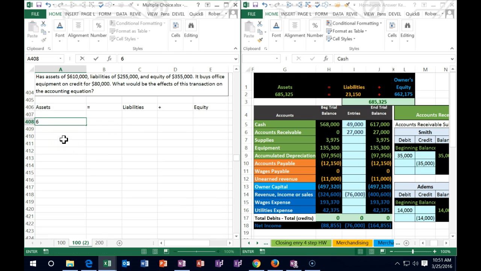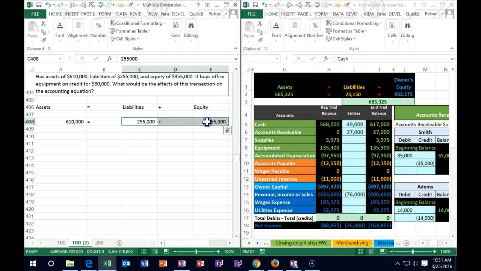Now we could plug in the information they gave us. We have 610 assets, and that equals liabilities of 255 plus equity of 355, and we know that's in balance because if I add these two up, I'm going to highlight those two and look at my formula bar, task bar. That adds up to 610, which equals assets. So we're in balance. That's good.